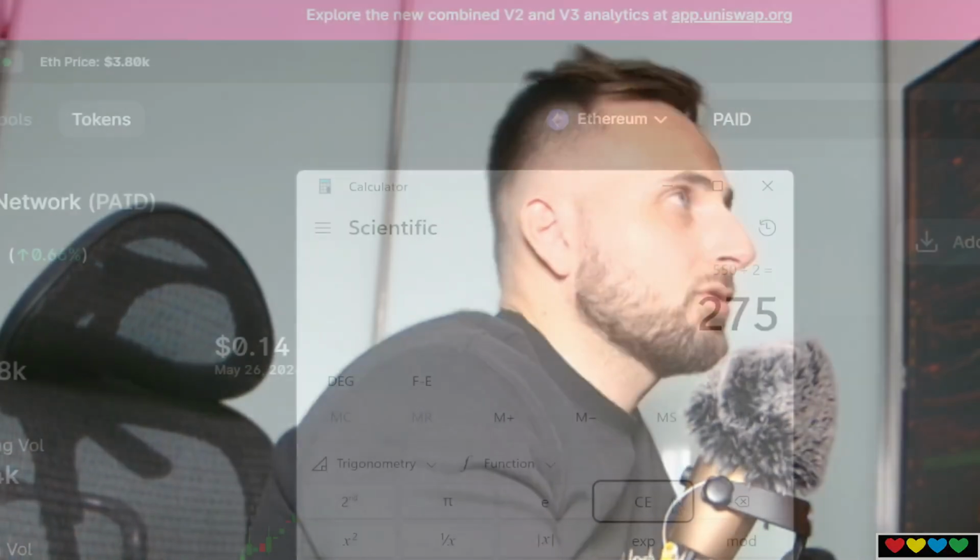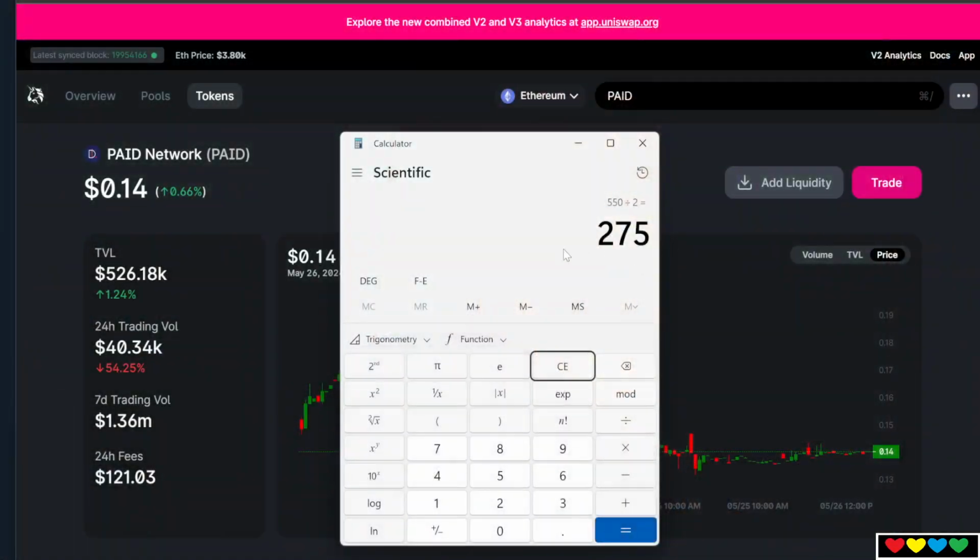So if you want to find out how much paid is for sale, you do 550,000 divided by 2, and you will get 275,000. So now you know there's $275,000 up for sale in the liquidity pool. If you want to make that 4x higher for the whole paid price, you've got to double that number. Okay, so you remember this.